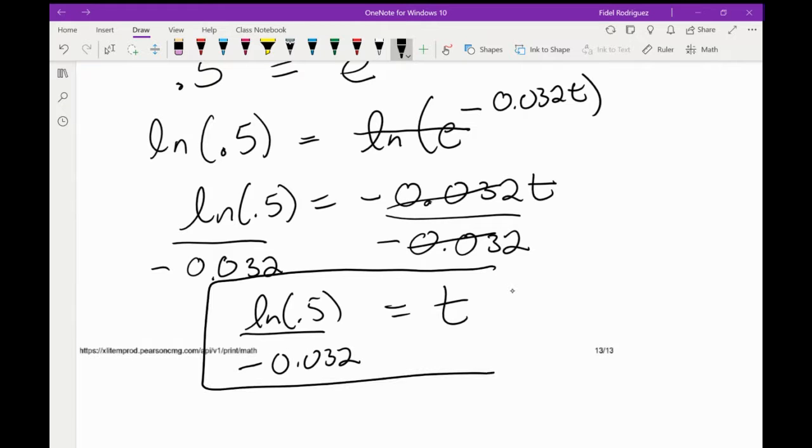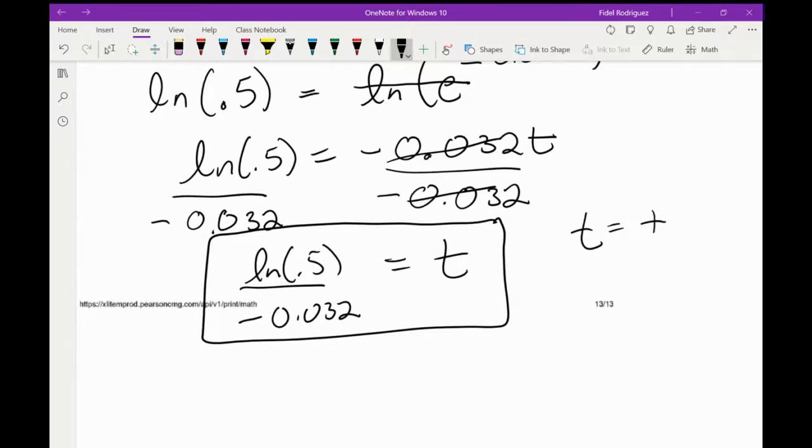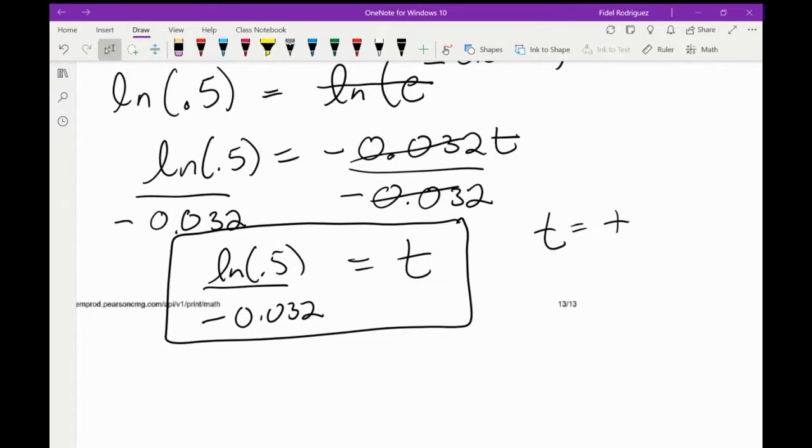So this right here is exactly what I'm going to type in on my calculator. And guys, remember, we're looking for t. We're looking for time, and time is amount in years. So that's telling me that whatever number I come up with has to be a positive number, right? It couldn't be negative because it's talking about time in years, okay? So again, just a quick reminder.